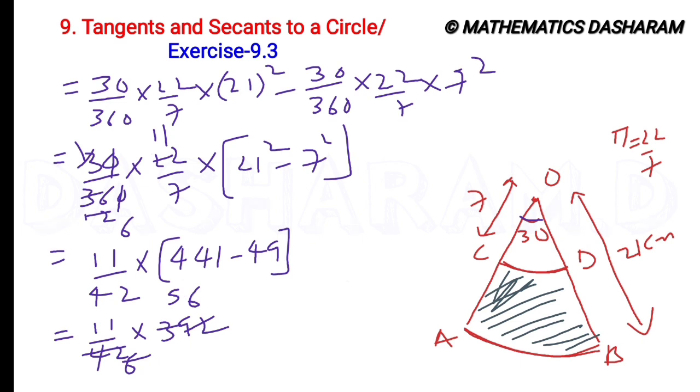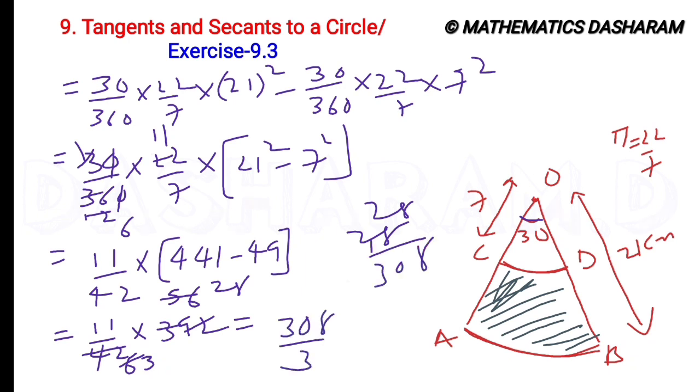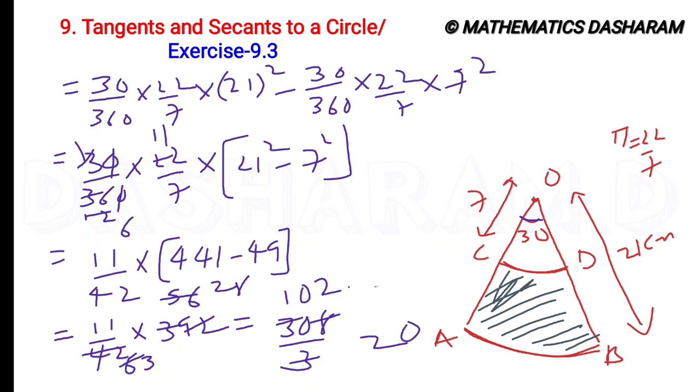Sorry, 56 is not coming in the 6 table. So 2 28s are here, 2 threes are. So 11 into 28, that is 308 divided by 3. So let us convert into decimal. So 3 ones are 3, 0, 3 twos are 6, remainder 2, 0, 3 sixes are 18, remainder 2, 6. So it is equal to 102.66 centimeter square.